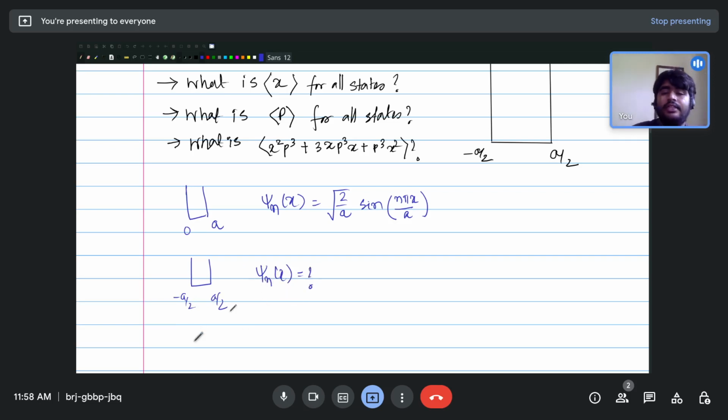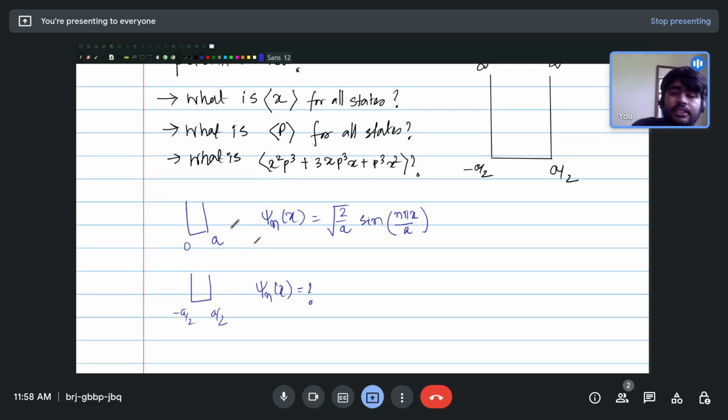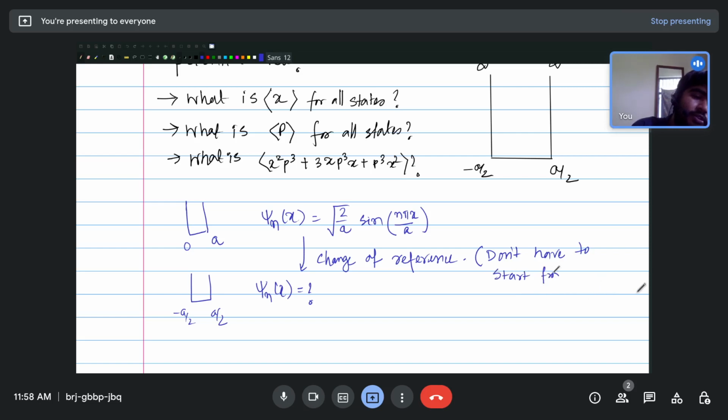Actually for this problem you don't have to do a lot; you don't have to solve the whole Schrodinger equation. You can start from this equation and do a change of basis, or let's say a change of reference, and you don't have to solve from Schrodinger.